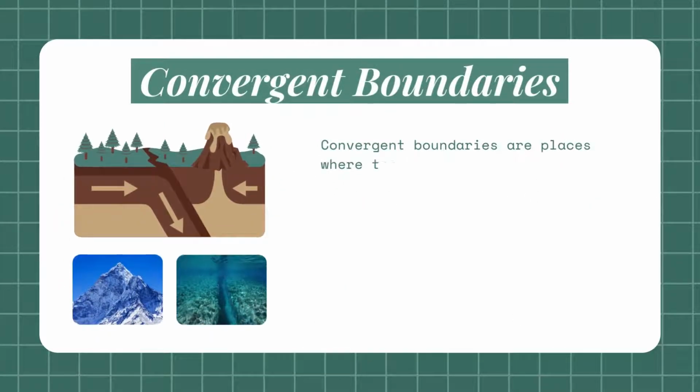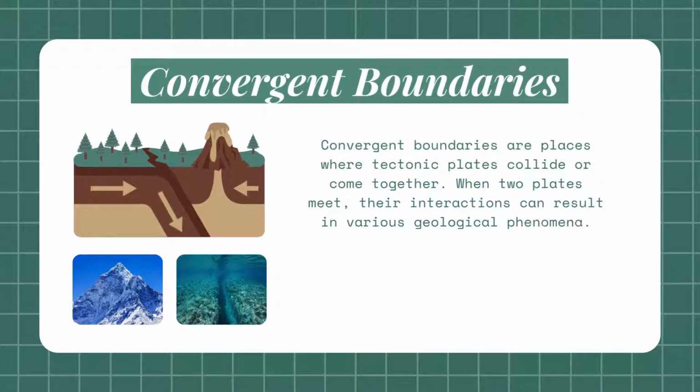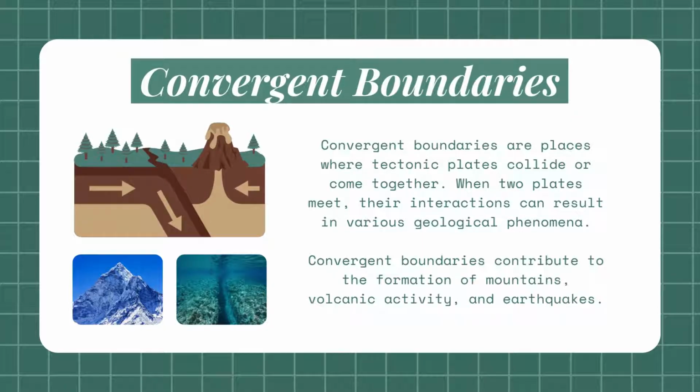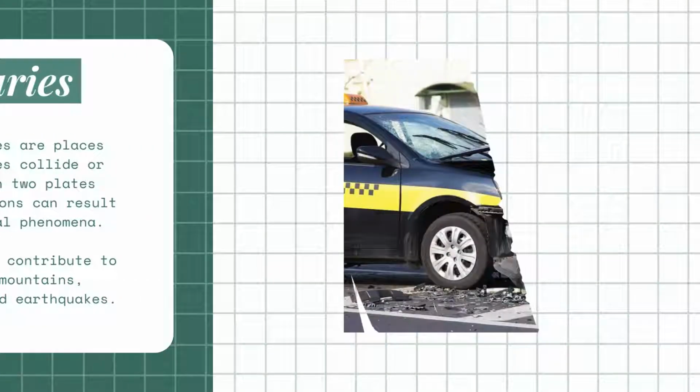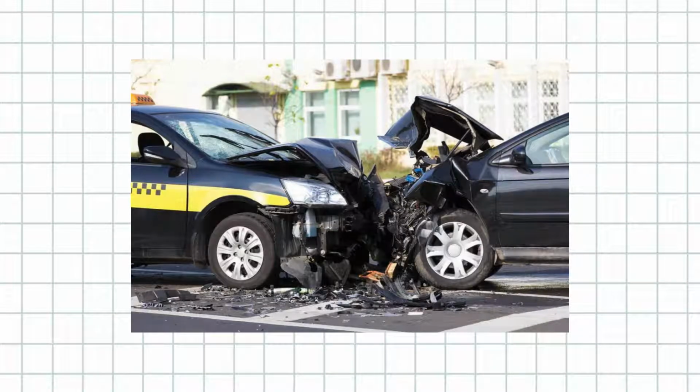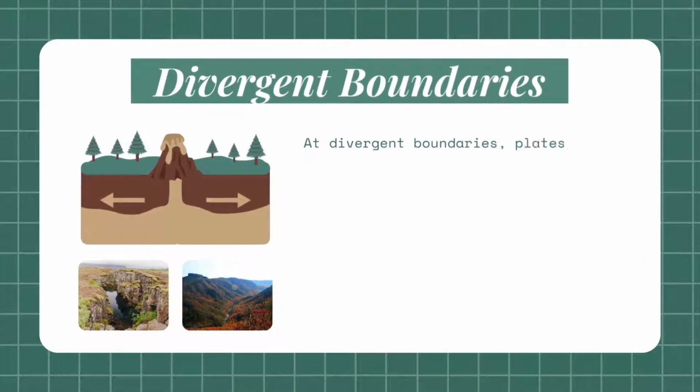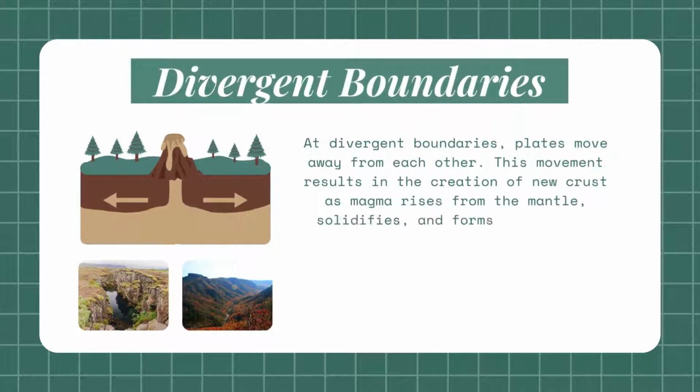For example, convergent boundaries are boundaries where tectonic plates collide and come together. When two plates meet, their interactions can result in various geological phenomena. Convergent boundaries contribute to the formation of mountains, volcanic activity, and earthquakes. This is a little bit silly, but to remember which boundary entails plates crashing into each other, think of cars crashing, both words that start with C, and pick out the only plate boundary name, convergent, that also starts with C. And then you have your divergent boundaries, which are when plates are moving away from each other.